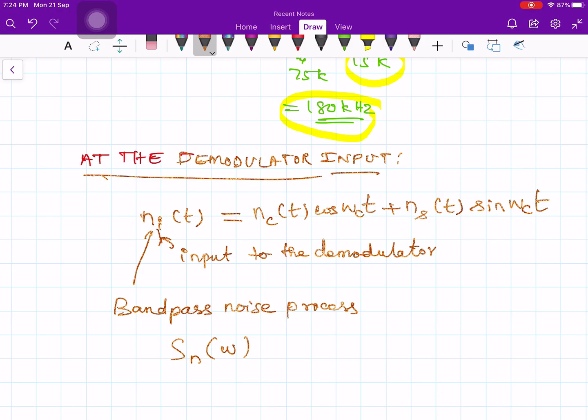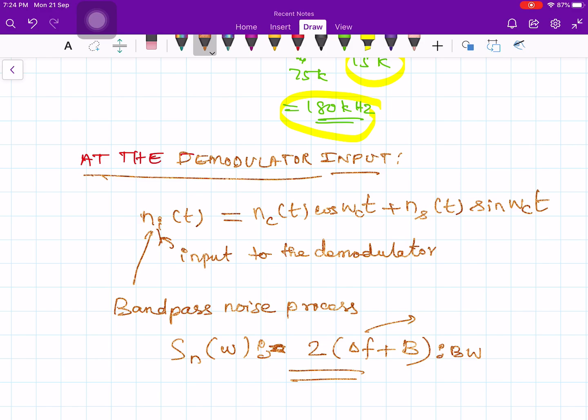The important thing is that this power spectral density function will have a bandwidth. What is the bandwidth? That bandwidth is equal to 2 times delta f plus B, where B is the message signal bandwidth, and delta f is the peak frequency deviation of the modulator. So whether it is an FM modulator or a PM modulator, this delta f is nothing but the peak frequency deviation.